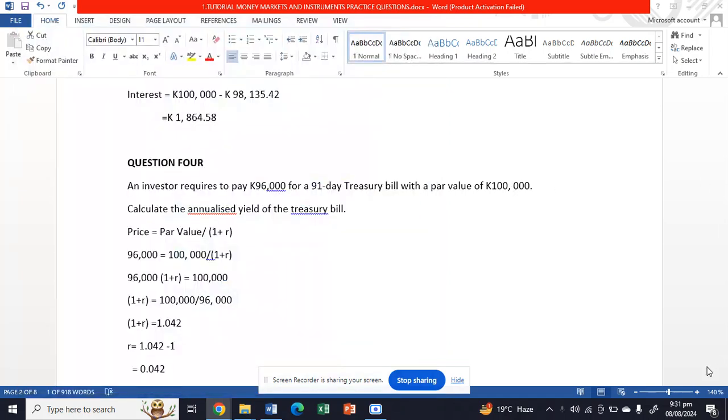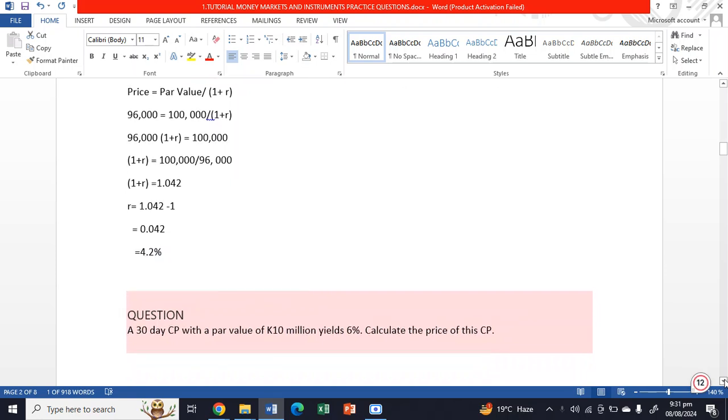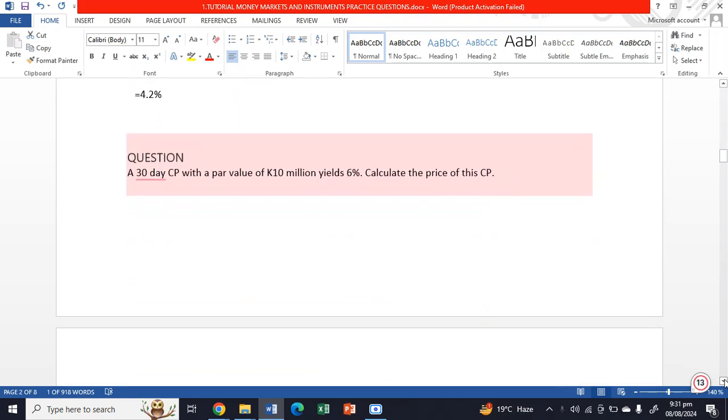Okay, so we're still looking at money markets. This is where short-term instruments are traded, like treasury bills and commercial papers. So we're now going to look at how we can calculate the price of a commercial paper.